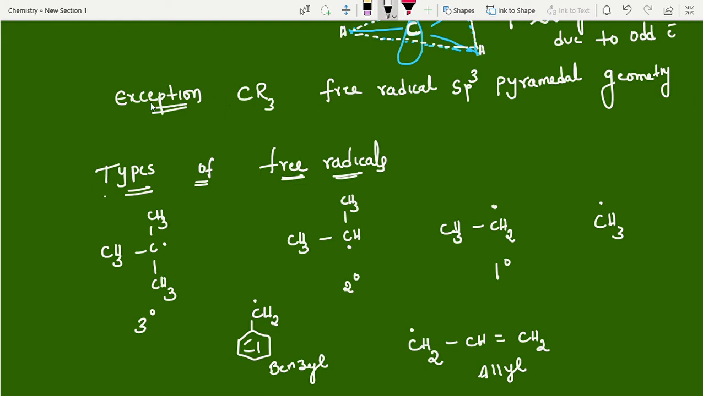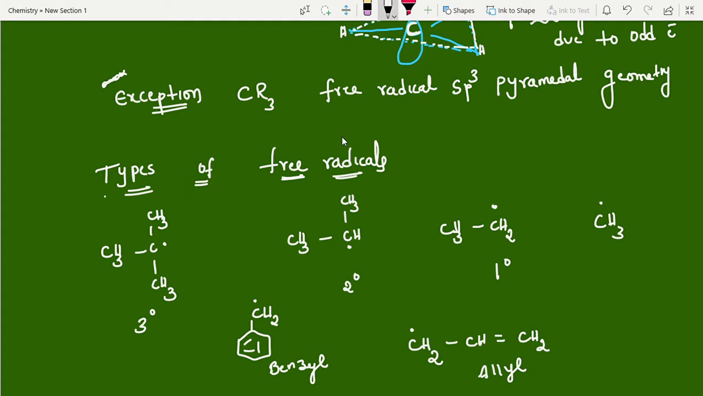And next, there is an exception case also. We have the exception case CR3. Here 3 alkyl groups. CR3 free radical is not sp2, it is sp3 hybridization with pyramidal geometry. Only one exceptional case we have, CX3 radical.